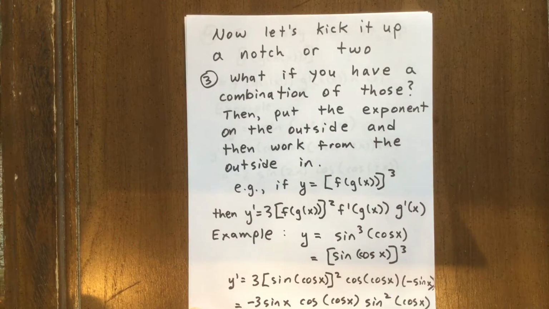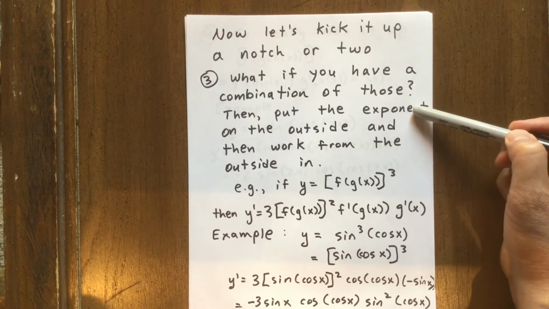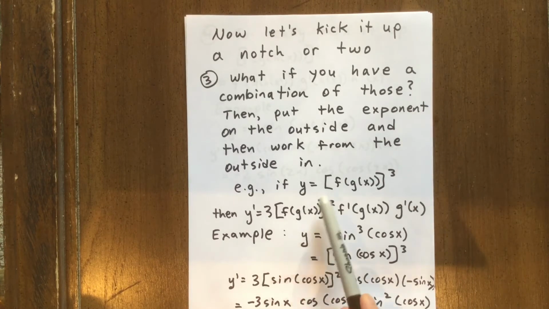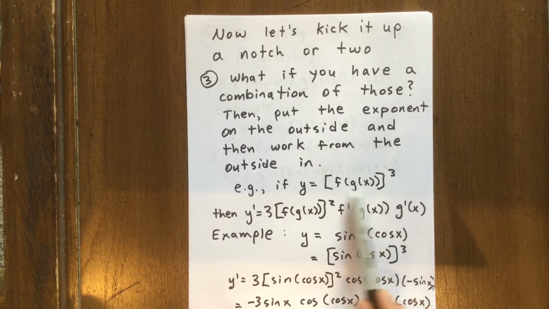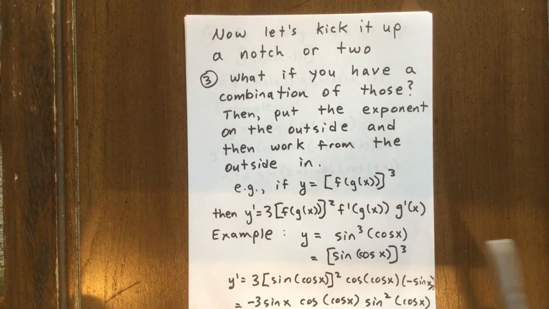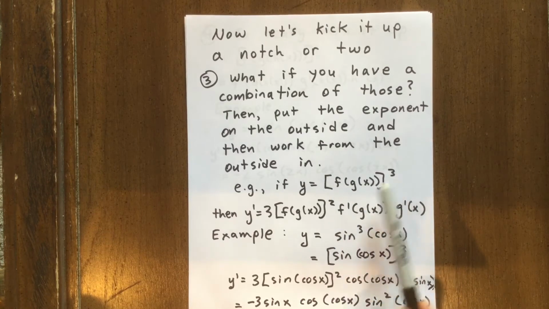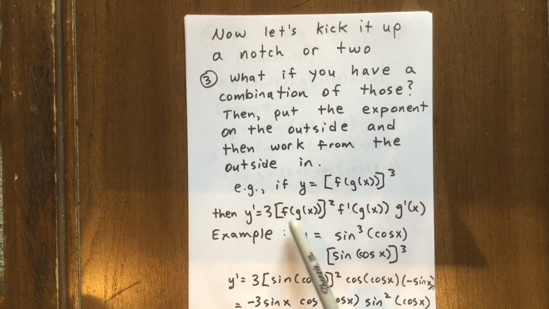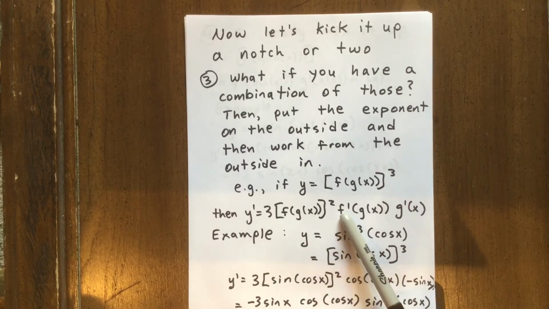All right, let's kick it up a notch here. What if you have a combination of those? Then what we do is we put the exponent on the outside and work from the outside in. So for instance, generally speaking, if we have f of g of x and that entire thing is cubed, then we still think of the derivative the same way. If we're given block to the 3, the derivative is 3 block to the 2 times the derivative of the block. Well, what's the derivative of f of g of x? We said it earlier. It's f prime g of x, g prime x.